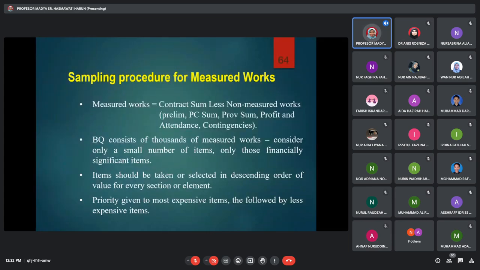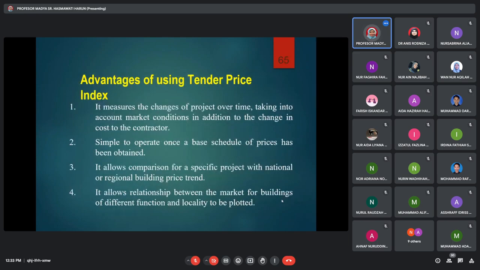Measured work. Just now I said to take from measured work. You will ask me, madam, what is measured work? Okay, measured work you have already learned in BQ, in measurement. Contract sum less non-measured work. Last week we covered prelim, PC sum, provisional sum, profit and attendance, and contingency. Don't include them. We only take measured work, the work that we measure only, not lump sums or whatever. BQ consists of thousands of measured work items. Priority is given to the most expensive item followed by the less expensive items. Why? We want to assign weightage from the most expensive price to the lowest price. The lowest weightage, not price, the lowest weightage.